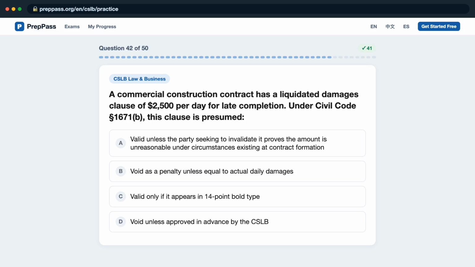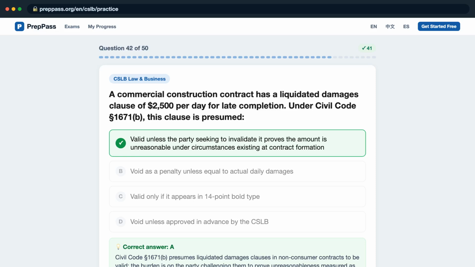Question 42. A commercial construction contract has a liquidated damages clause of $2,500 per day for late completion. Under Civil Code Section 1671(b), this clause is presumed, is it A, valid unless the party seeking to invalidate it proves the amount is unreasonable under circumstances existing at contract formation? B, void as a penalty unless equal to actual daily damages? C, valid only if it appears in 14-point bold type? D, void unless approved in advance by the CSLB? The correct answer is A.